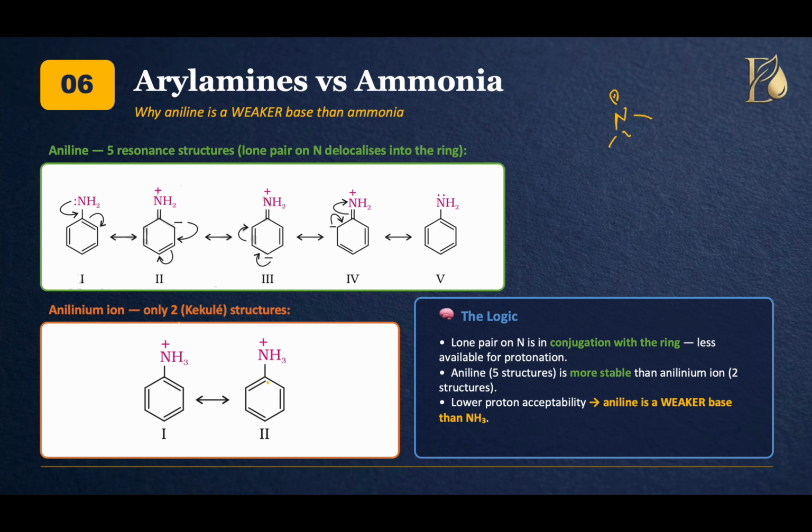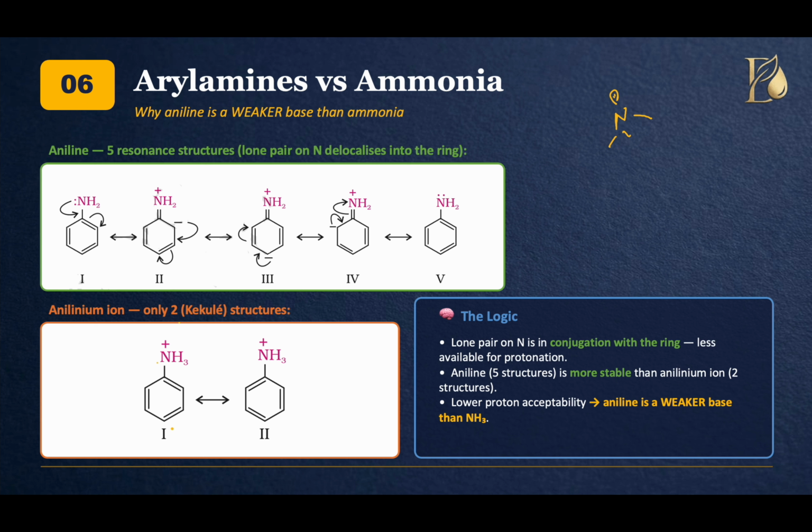So why does it have only 2 structures? Because when aniline accepts a proton, the nitrogen becomes positively charged. You can see the positive charge on the nitrogen atom. And the lone pair is no longer available for resonance. Because of this, the conjugated acid, that is the anilinium ion, has fewer resonance structures and is less resonance stabilized compared to aniline itself.